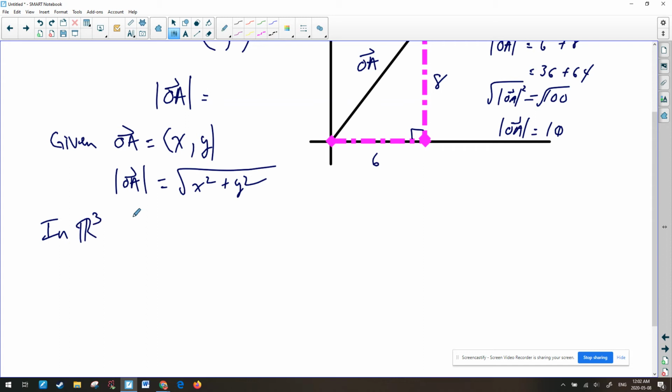In R3, imagine we have another vector, and we're going to call it OK. How about, I don't know, (1, 2, -8). And we think, all right, I want to know what is the magnitude of OK.